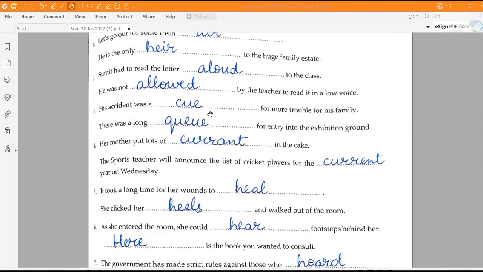His accident was a cue for more trouble to the family, C-U-E. There was a long queue, Q-U-E-U-E, for entry into the exhibition ground.